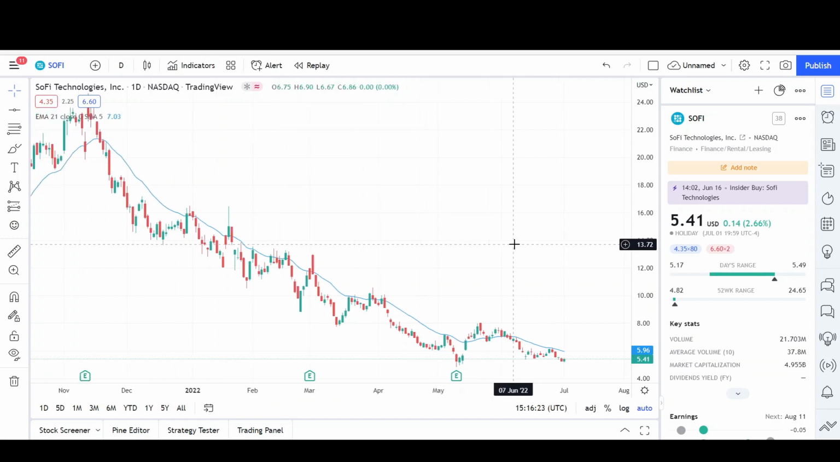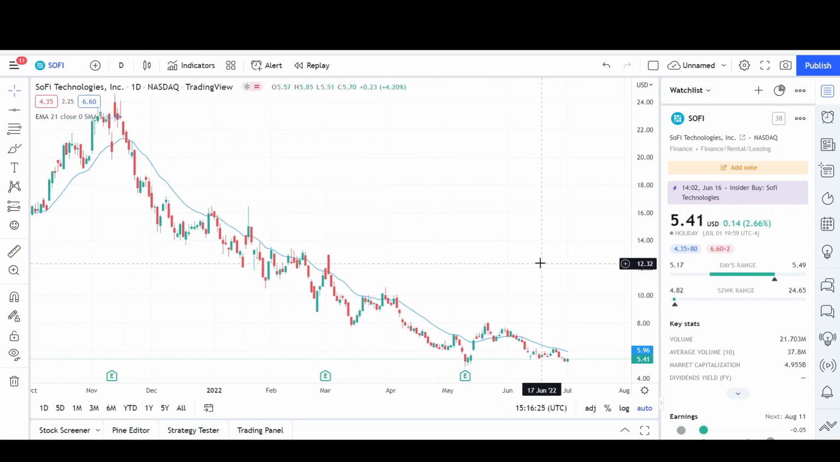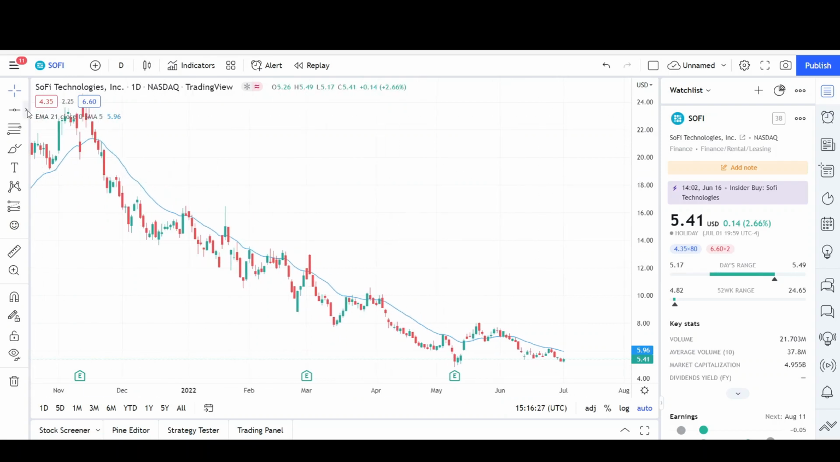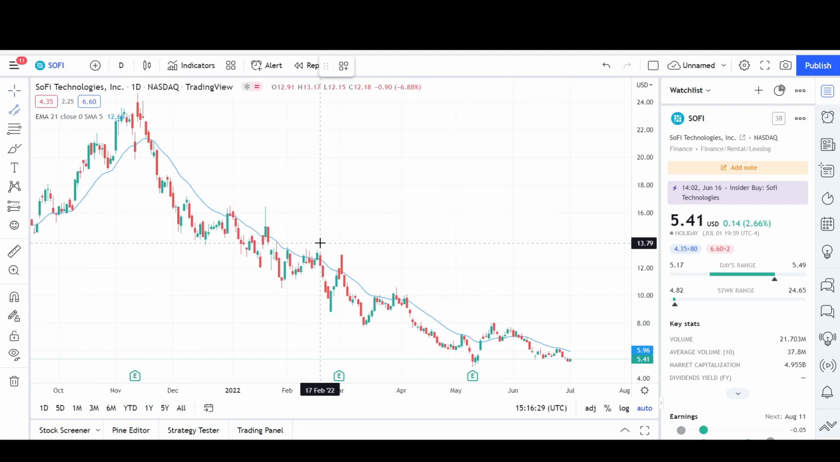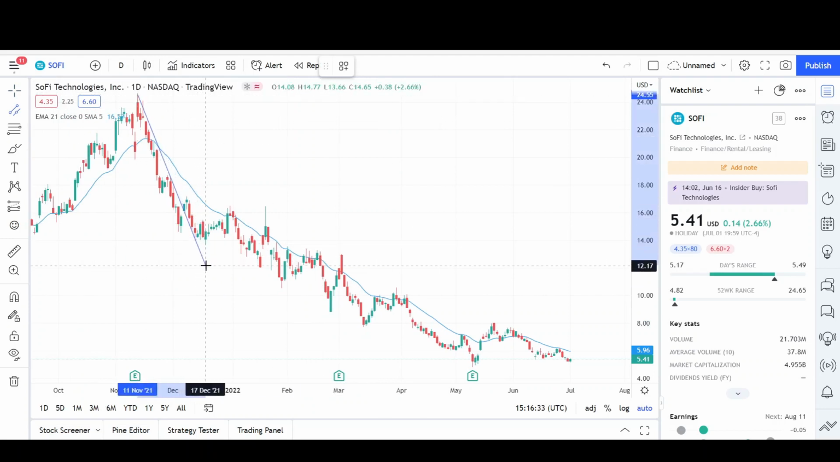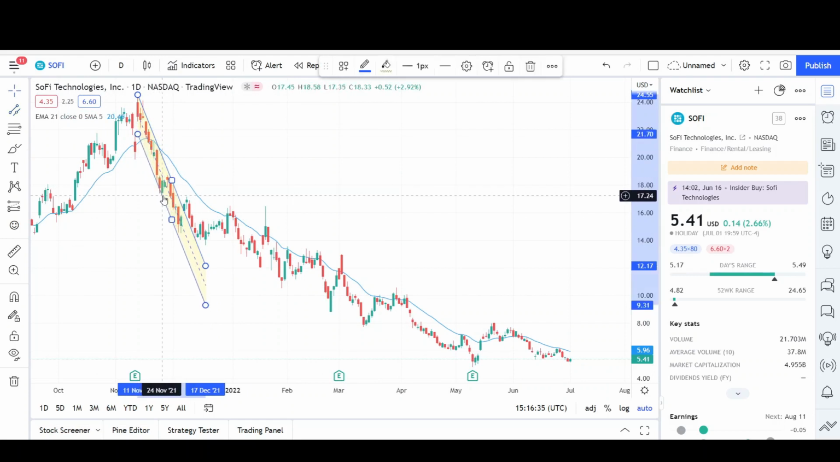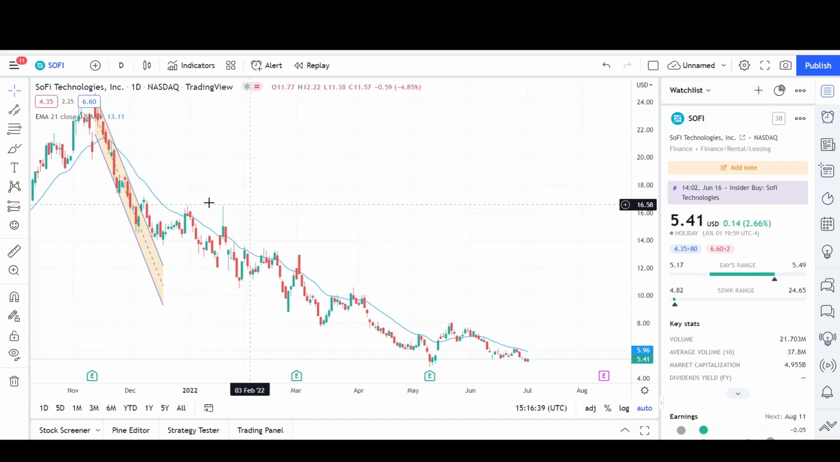So let's take a look at the daily chart for SoFi Technologies and see where prices are going. So it looks like prices were inside of a spiking channel previously. So this was a spike down. It's a very aggressive movement of price action, and then it flattens out into a channel. So this pattern is known as a spike in channel.